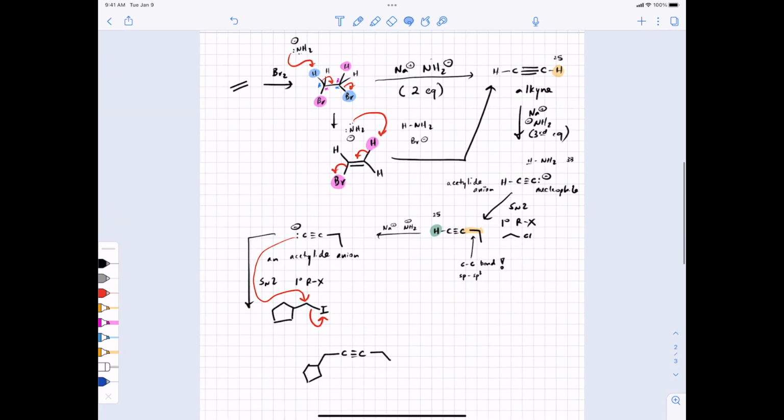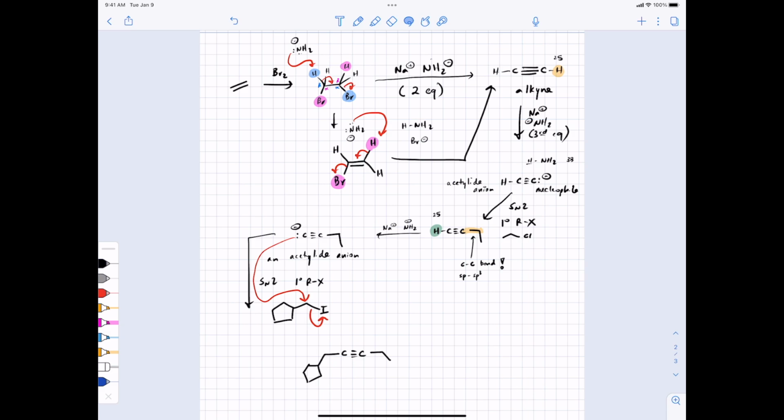What do you think about this? Feeling okay about that reaction series? Make an alkyne, deprotonate the alkyne, SN2 to install one R group on the right side or the left side, whichever hand you're looking at, and then another deprotonate the alkyne and then install an R group via an SN2 reaction. Okay. Yeah? What is this called?